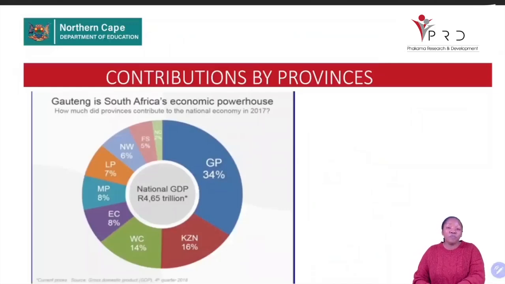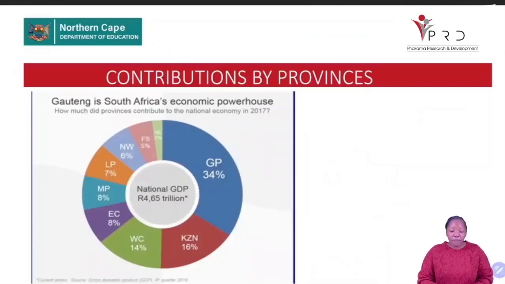So if you were to be asked a question, which province contributes the most? What will be your answer? Looking at the graph, or the pie chart, you will be able to say Gauteng is the one that contributes the most. Then you get a question again, looking at the pie chart, which province contributes the least? So you will be able to say Northern Cape is the one that contributes the least.